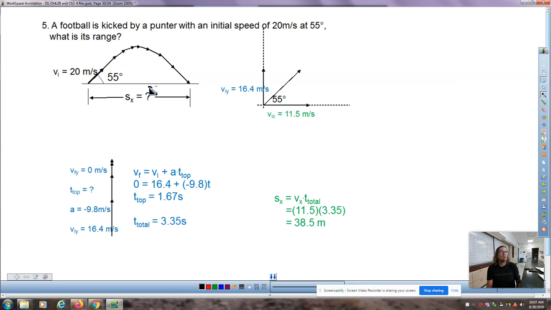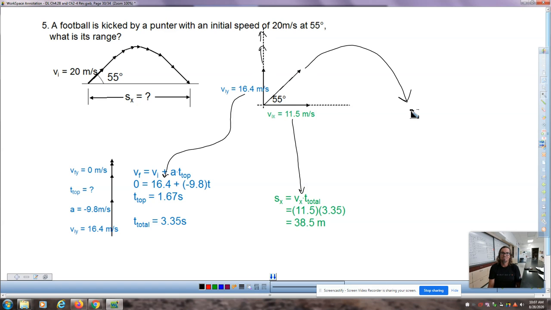And I'm back with you again. I started by finding the x and y components. There they are. I just wrote them right into this picture. I didn't actually show vix equals vi times cosine and viy equals vi times sine, and then get those components. Then I use the x component for finding the x direction distance. I use the y component for finding the time, because in the y direction, what goes up and comes back down takes exactly the same amount of time. And so we ended up with 38.5.